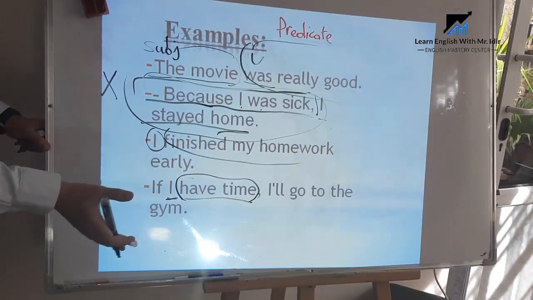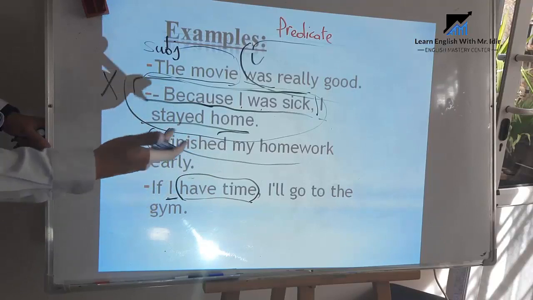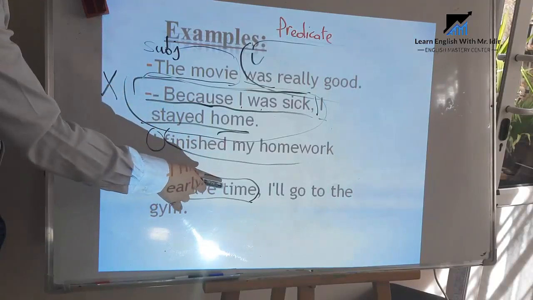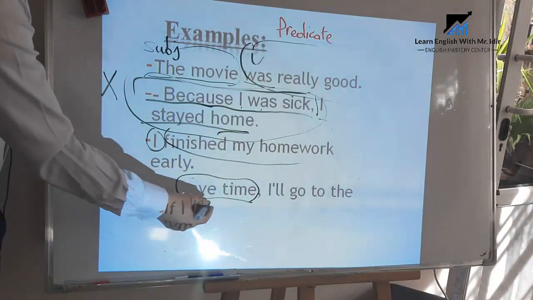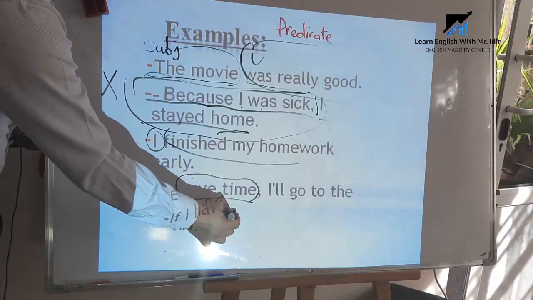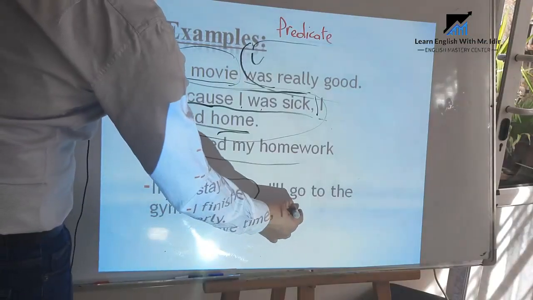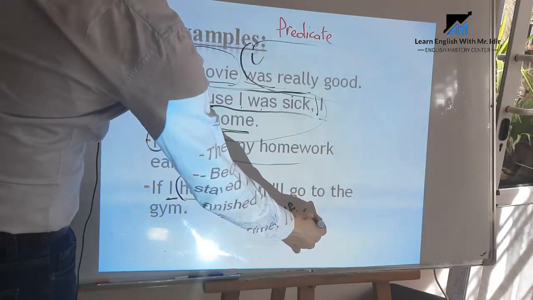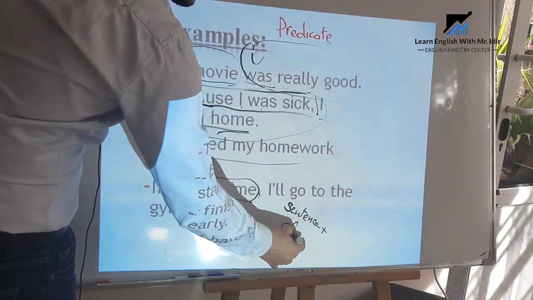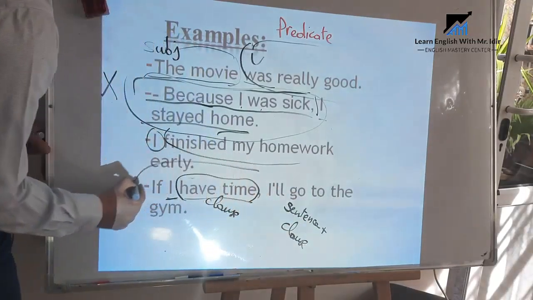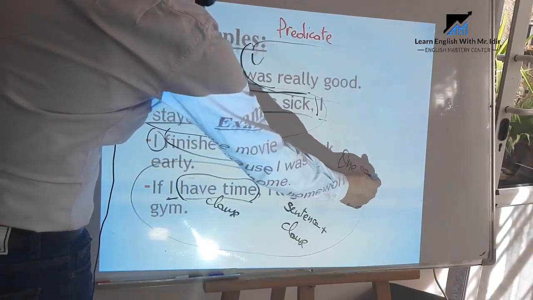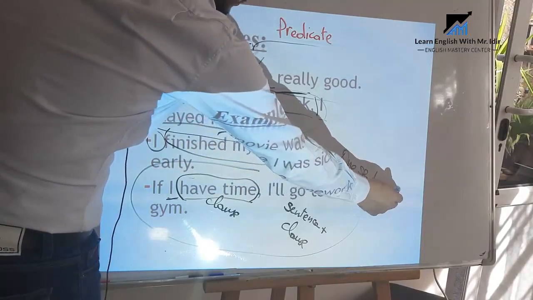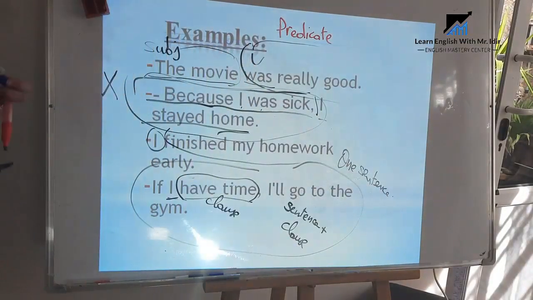If I have time, I need to fulfill it with another clause. If I have time, I will go to the gym. Okay? So, this one is just a clause. The second one is a sentence and a clause at the same time. And all this one is one sentence. It is a complex sentence. Good. Okay.